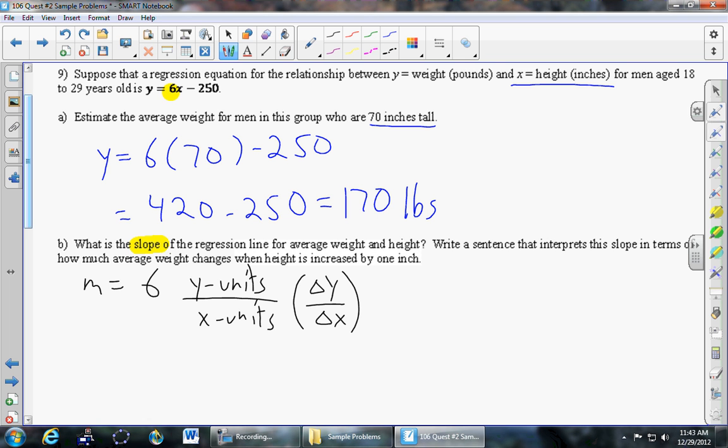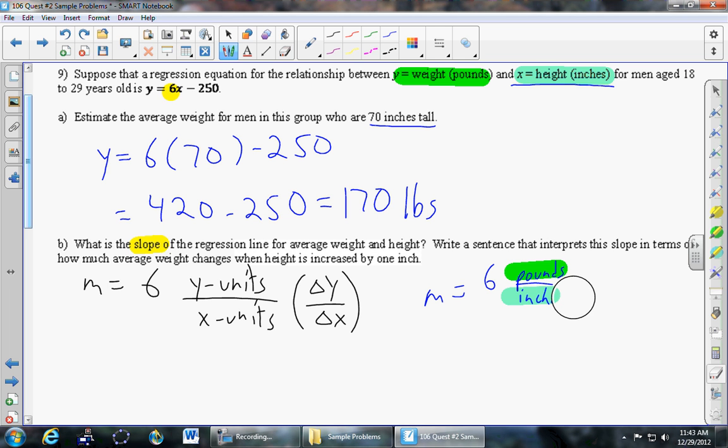So what were the y units? Slope in this case is 6 somethings per something. So the y units in this case were pounds, because it was weight up there. So up here we're going to put pounds. And then downstairs is the x units. X was the height in inches. So downstairs is inches. So the slope is 6 pounds per inches.